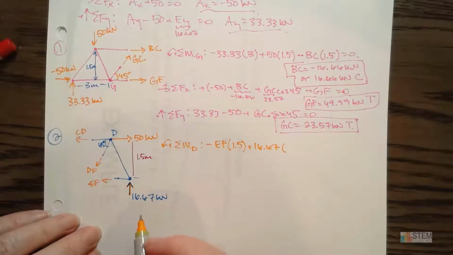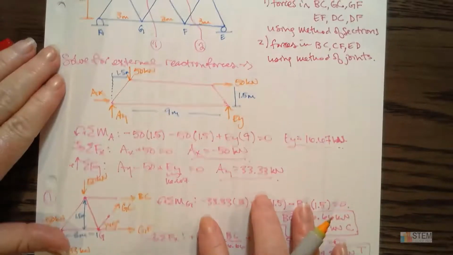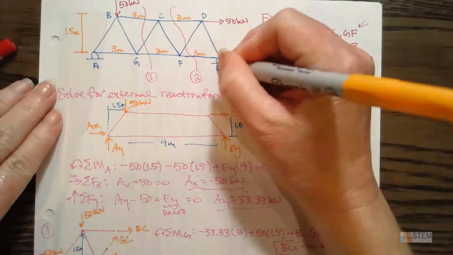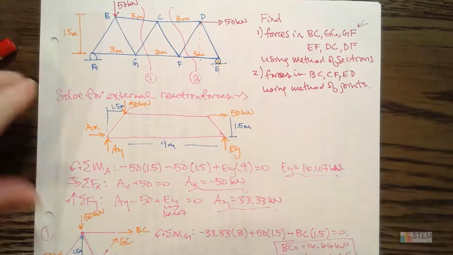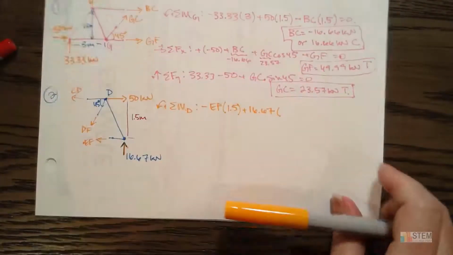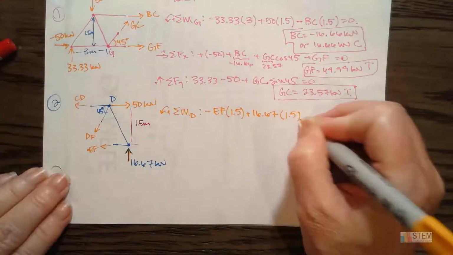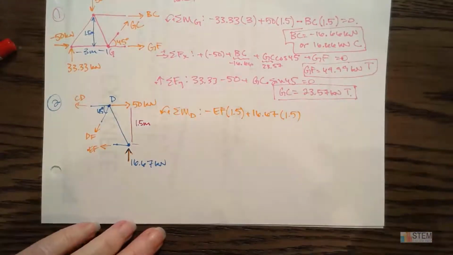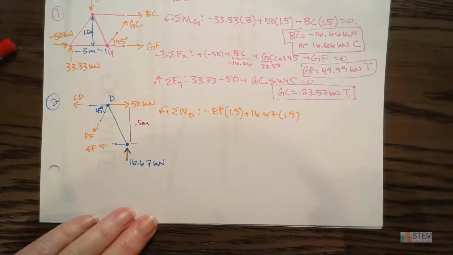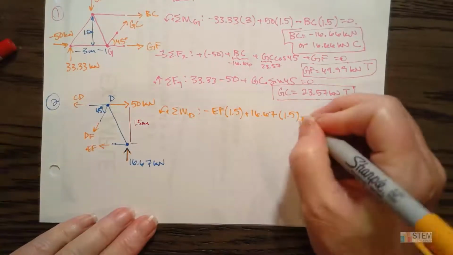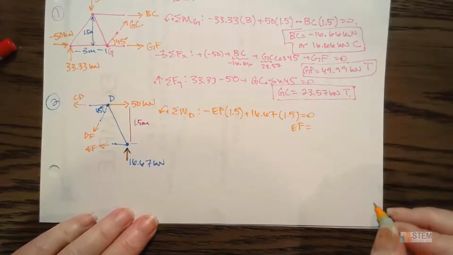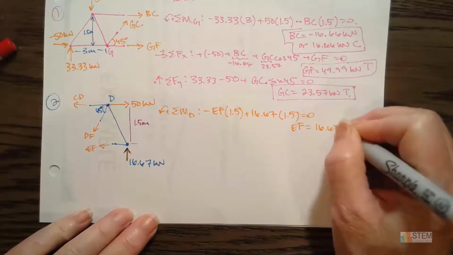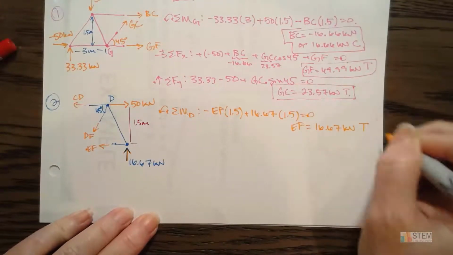And then that distance, what do we think that is? Well, if we look back up here, we're looking right here. And here is D, right? So D is right in the center. So that means it's half of 3 meters, so 1.5. Okay, so we got that. And that is basically it that we have for this moment equation because everything else goes through D. So now you could solve for EF. And what do we get? Positive 16.67. So it's positive means it's tension.